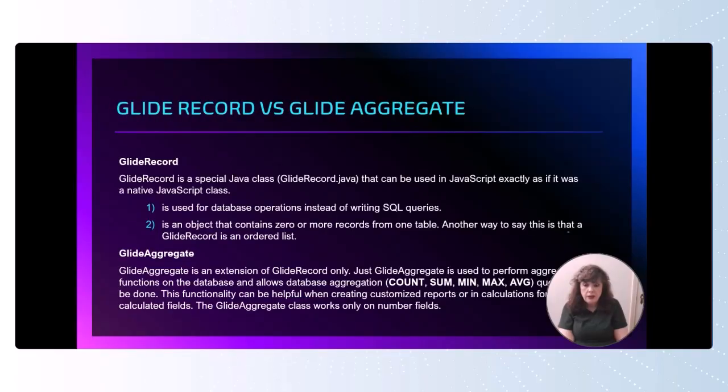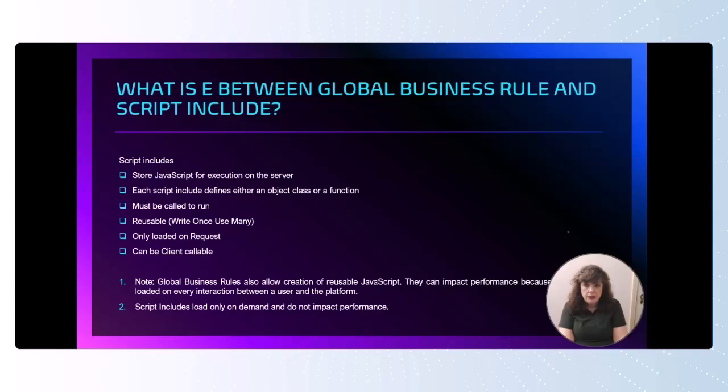What is GlideRecord versus GlideAggregate? GlideAggregate is an extension of GlideRecord. It allows for database aggregation: count, sum, min, max, average. What is the difference between global business rule and script include? Script includes only load on demand and do not impact performance. Global business rules are not advised because they impact performance. They're loaded on every interaction between a user and the platform.